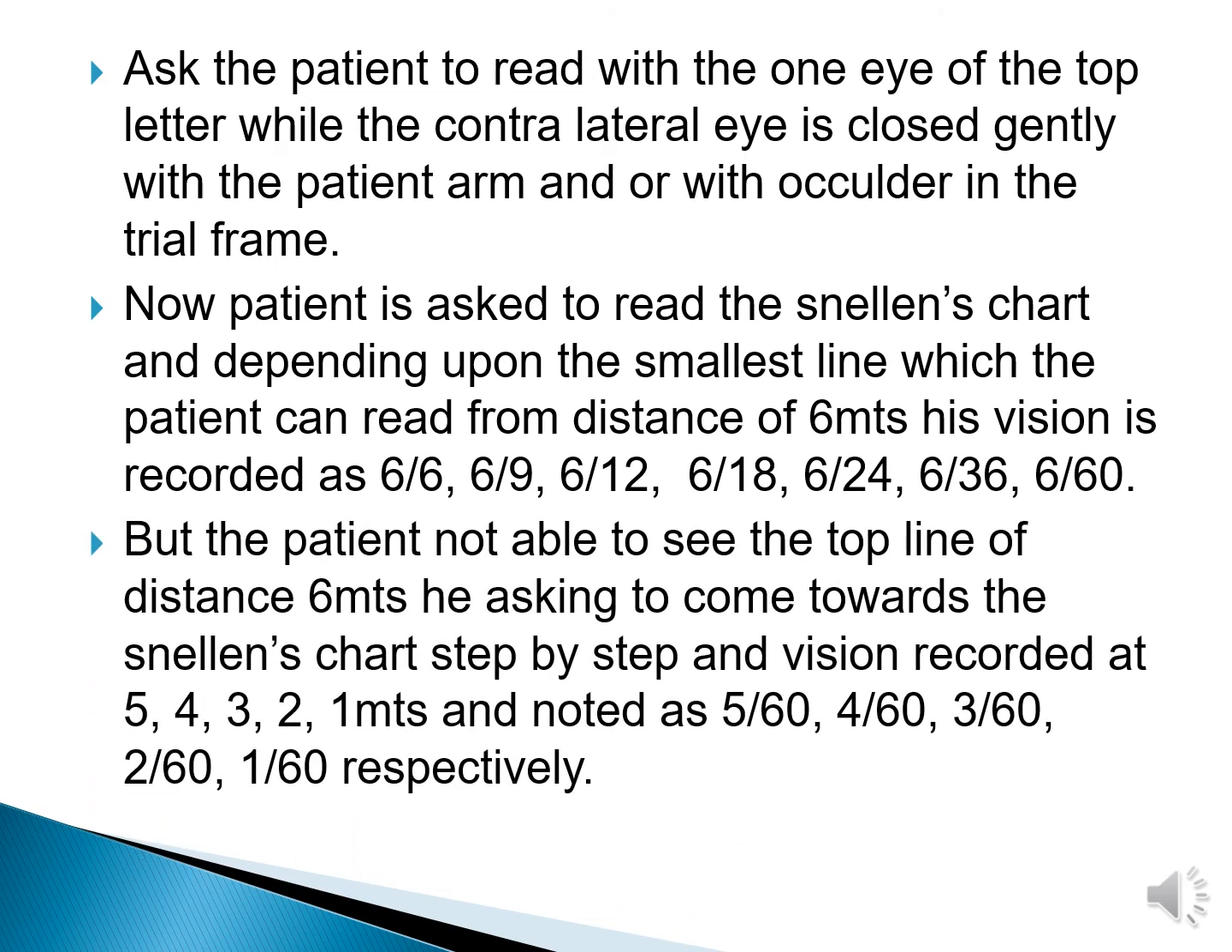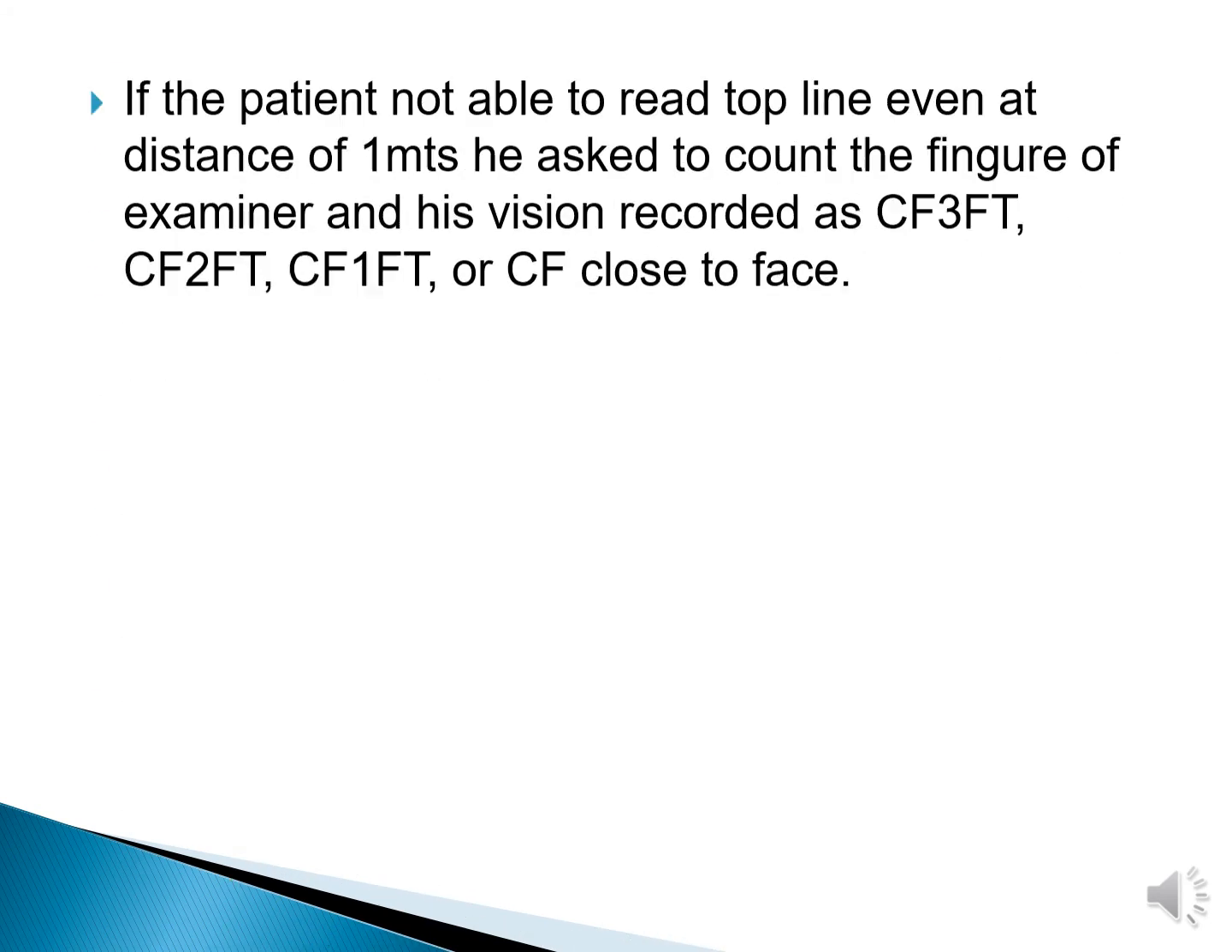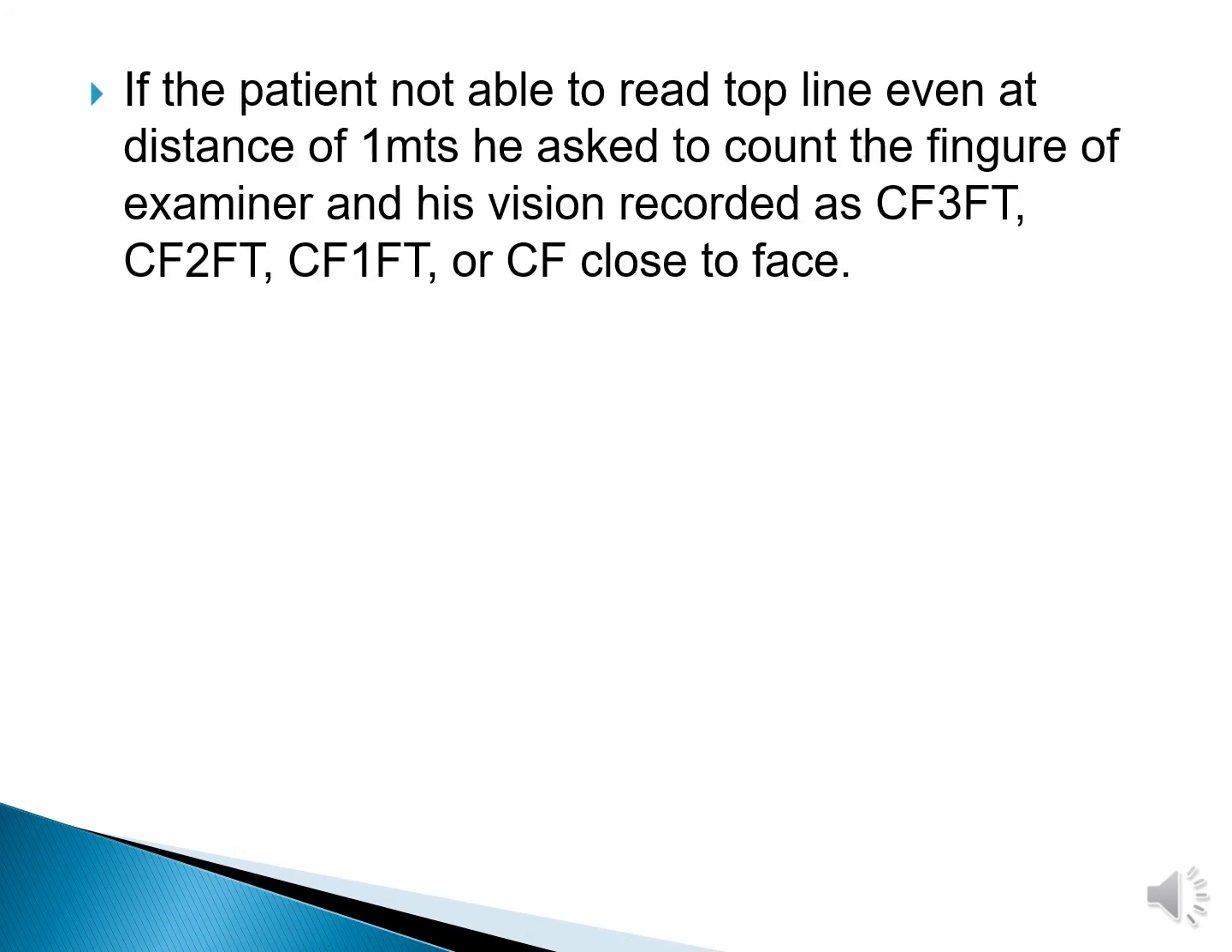If the patient is not able to see the top line at a distance of 6 meters, he is asked to come toward the Snellen chart step by step and vision is recorded at 5, 4, 3, 2 to 1 meters and noted as 5/60, 4/60, 3/60, 2/60, 1/60 respectively. Then, if the patient is not able to read the top line even at a distance of 1 meter, he is asked to count the fingers of the examiner and his vision is recorded as CF 3 ft, CF 2 ft, CF 1 ft or CF close to face.